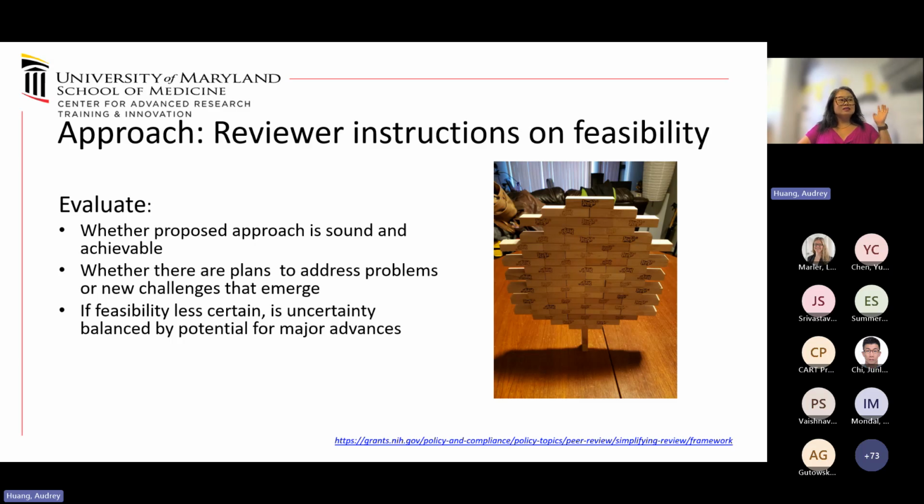If feasibility is less certain, is it higher risk, high reward? How are you going to explain that, right, in a way that gives the reviewer some comfort level that, okay, even if it doesn't work exactly as predicted, projected, hoped, they're still going to get something out of it, and it still will be useful to the field. You need to have explained all of that and acknowledged it in a way that makes that reviewer comfortable enough to score you well.